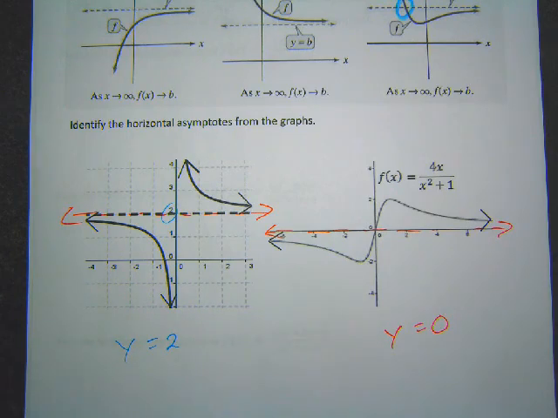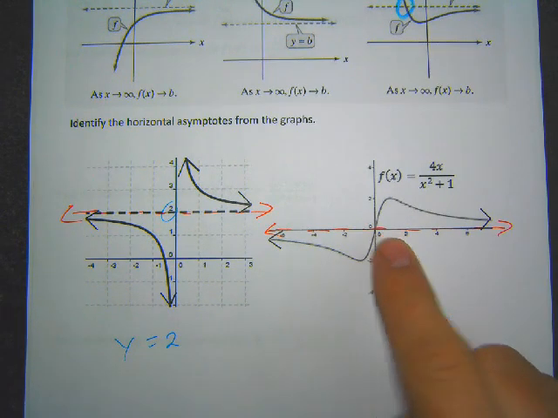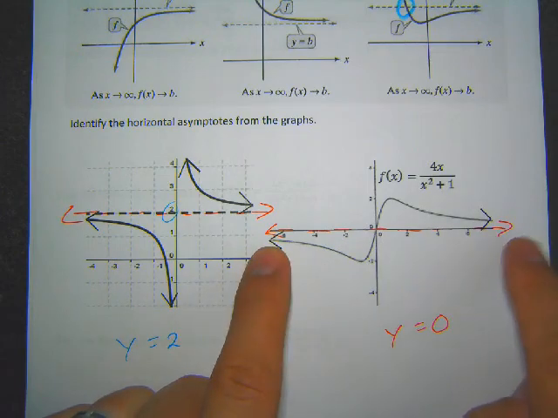So horizontal asymptotes, there's only ever 1, and in the middle they can cross. It's okay to cross in the middle, but at the ends you're getting closer and closer to the value without crossing.